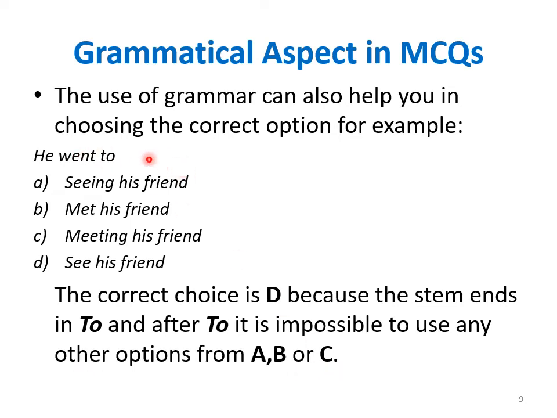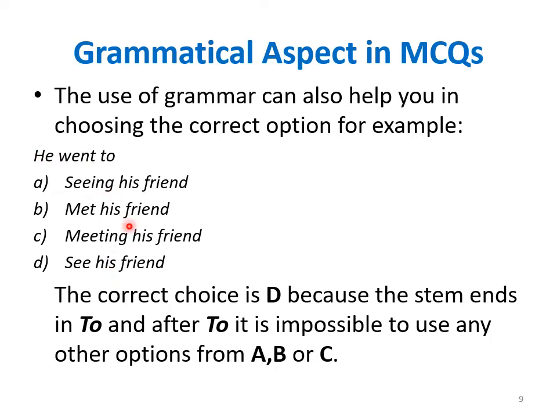So for example, he went to see his friend. This is grammatically correct. He went to meeting his friend. Not correct, because we don't use meeting after to. He went to met his friend. Met is a past tense, and after to you cannot use a past tense. He went to seeing his friend. After to you cannot use ing form. So he went to see his friend.